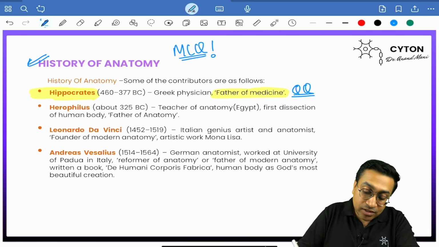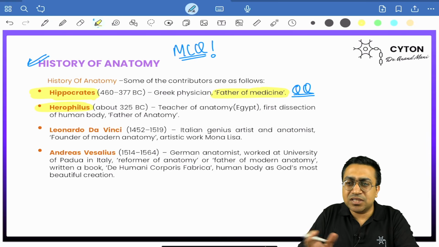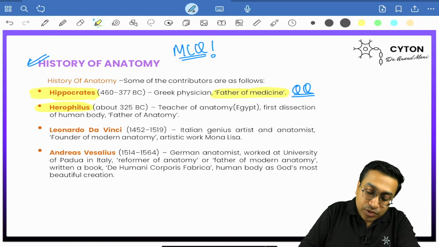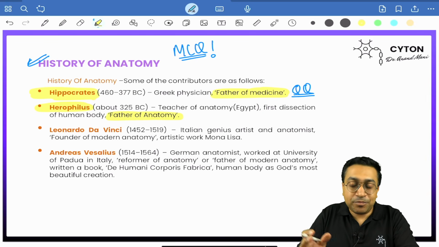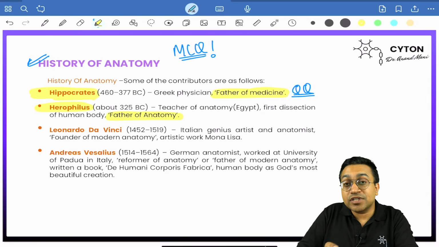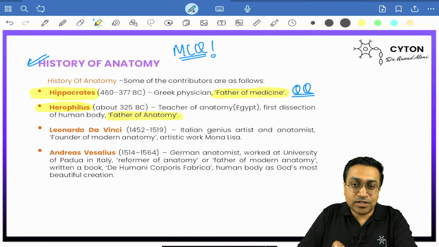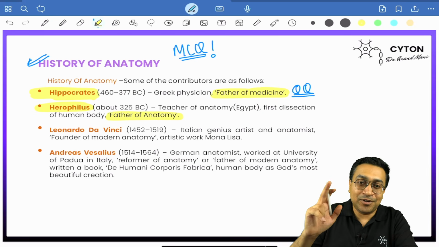Then there is another important name, Herophilus. You can skip the years, the BC, they are not going to ask you, but just the name and the father of all these fathers. Herophilus is known as the father of anatomy. He was a teacher of anatomy in Egypt, and he did the first dissection of the human body. So he is known as the father of anatomy. Don't forget this name, again very important. Remember, hero is father of anatomy.